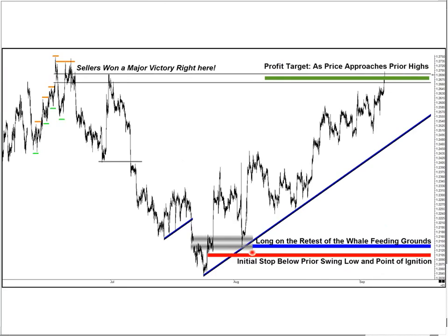Long at the retest. We made this live. We did this trade live in Market Geometry. Trade the edges, exactly right. Where are we out? Prior highs, right where the whales were selling before. This is fact. This was fact.